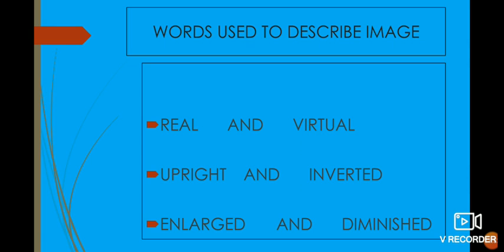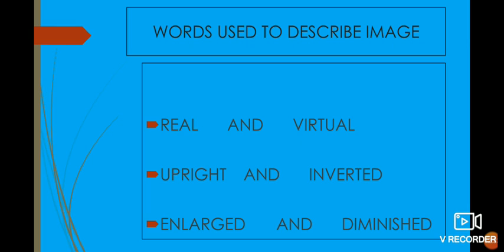So here are some words which are commonly used to describe an image. They always work in pairs. We'll see what these words are and then one by one I'll explain what they actually mean. The first pair of words that describe an image is real image and virtual image. A real image and a virtual image. An image which is upright, straight, and inverted. Inverted means upside down.